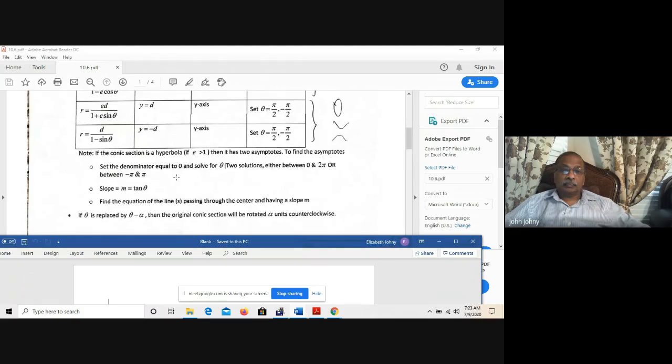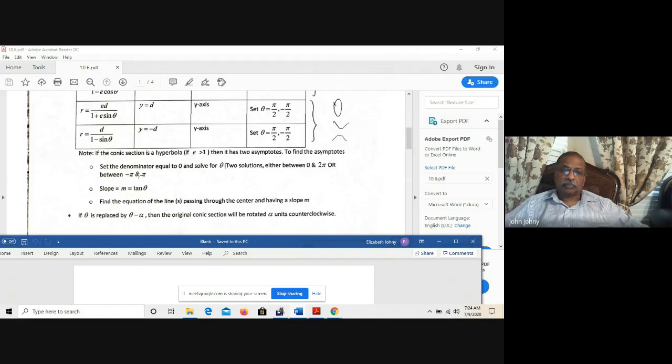Note, if the conic section is a hyperbola, that is, if E is greater than 1, then it has two asymptotes. To find the asymptotes, set the denominator equal to 0 and solve for theta. Pick two adjacent solutions, either between 0 and 2 pi or between negative pi and pi. The slope is equal to tan theta.